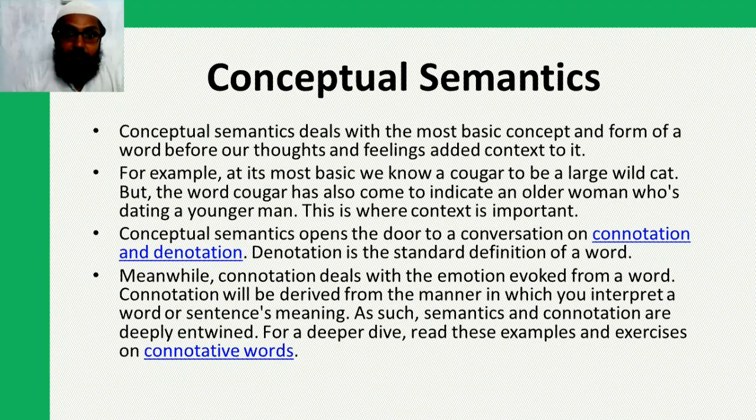Connotation will be derived from the manner in which you interpret a word or sentence meaning. As such, semantics and connotation are deeply entwined. For a deeper dive, read these examples and exercises on connotative words. If you want to learn more about connotation and denotation, go through connotative words online or in Wikipedia. You can get some more clarification there.